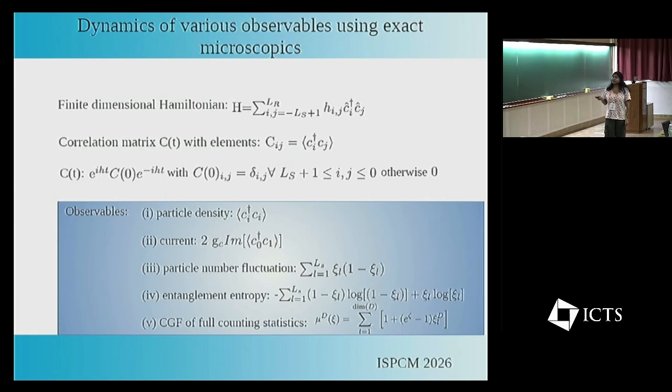We have calculated various observables like particle density, current, particle number fluctuation, and entanglement entropy. This is a pure initial state, so the entanglement entropy and the von Neumann entropy are the same. Also, we can calculate the cumulant generating function for the full counting statistics. One thing to note is that particle density and current involve the elements of the correlation matrix, whereas particle number fluctuation, entanglement entropy, or full counting statistics involve the eigenvalues of the correlation matrix. So xi_l are the eigenvalues of the correlation matrix.